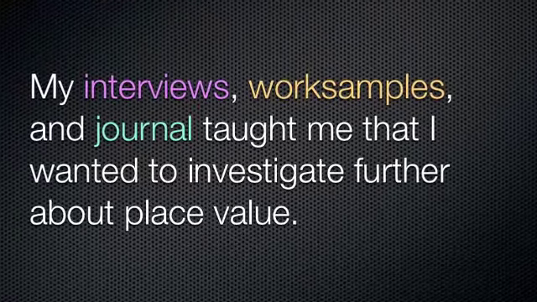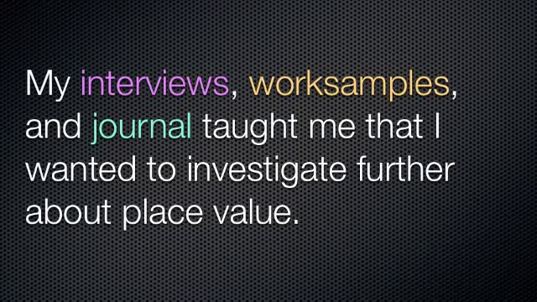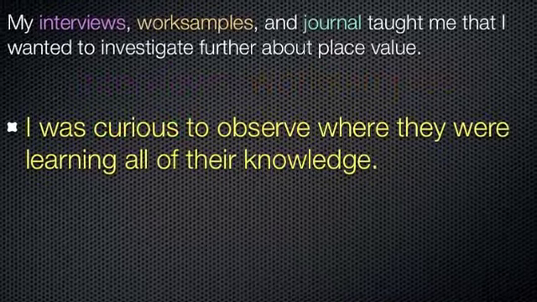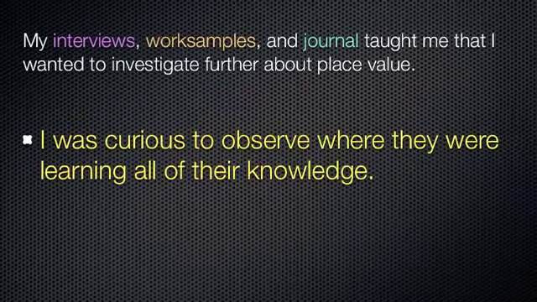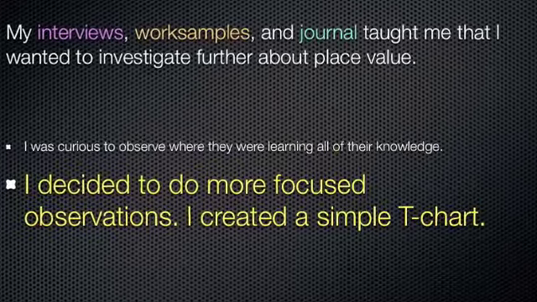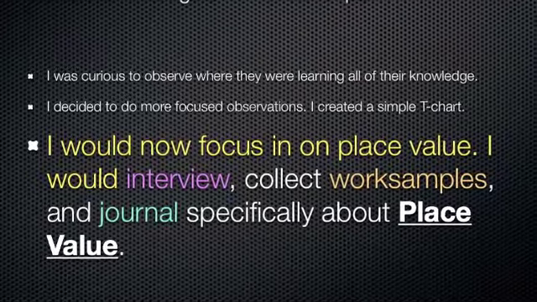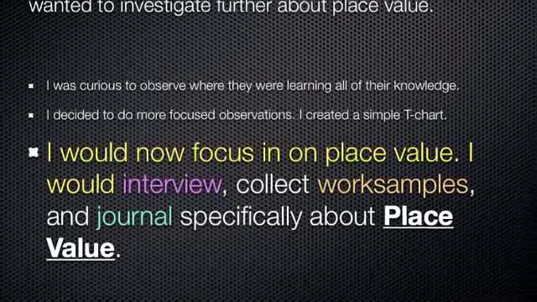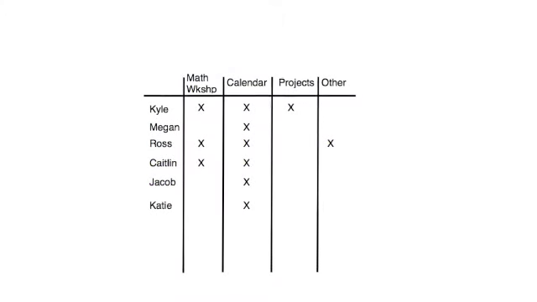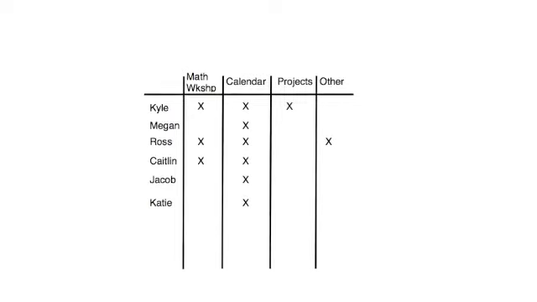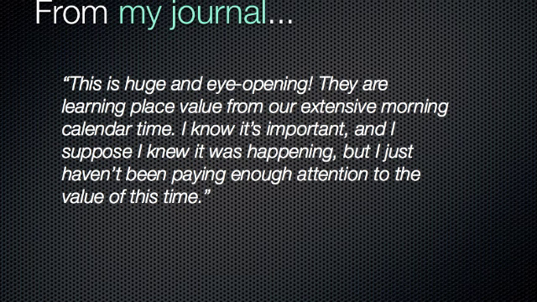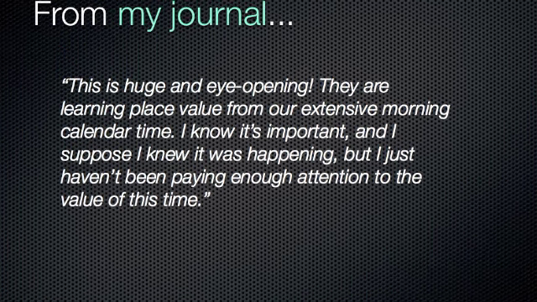So what did I learn? Well, from my interviews, work samples, and journal, I really learned that I needed to investigate place value. I mean, seriously, where were they getting all this information? So I decided to do more focused observations. So I did more interviews, collected more work samples, continued to journal specifically about place value. And I created this simple chart so that I could keep track of when I noticed my students were using place value. And I wrote about it in my journal.